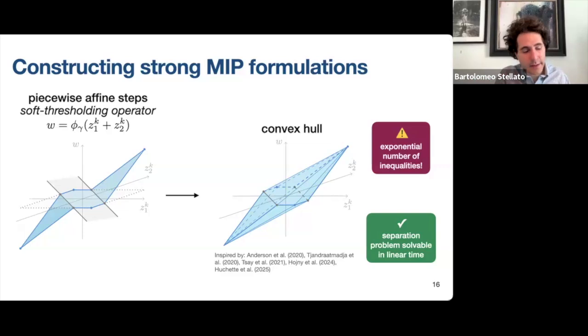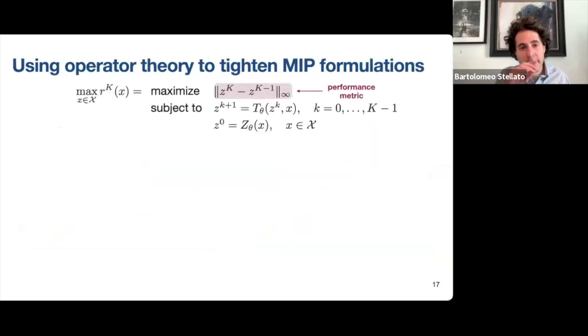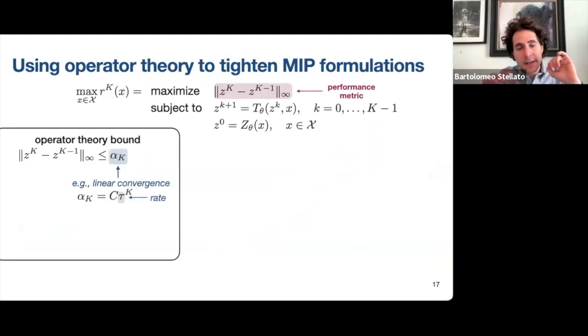The second improvement that we worked on, which actually allowed us to really scale this method, is to use operator theory to tighten these formulations. And the operator theory helped us in the following way. Remember, the objective of this verification problem is this performance metric in red. If you know how the algorithm behaves, for example from operator theory, that if you have linear convergence, this difference can be bounded by a constant alpha k, which decays geometrically at rate tau.